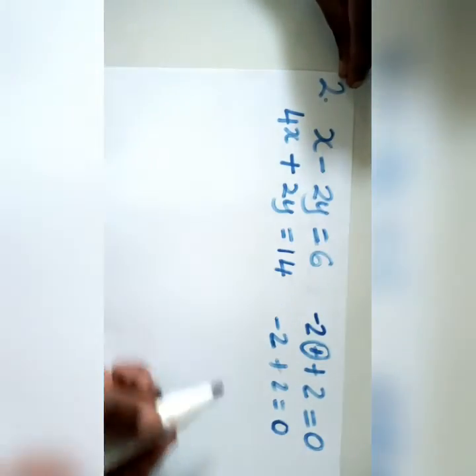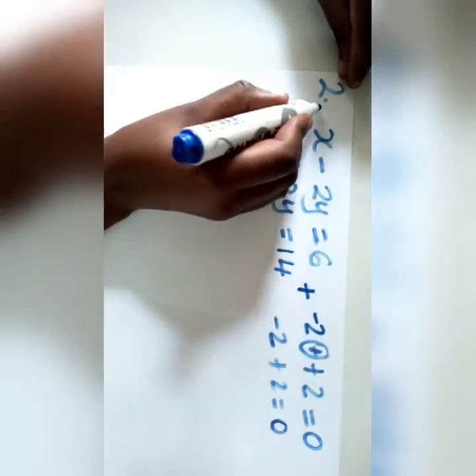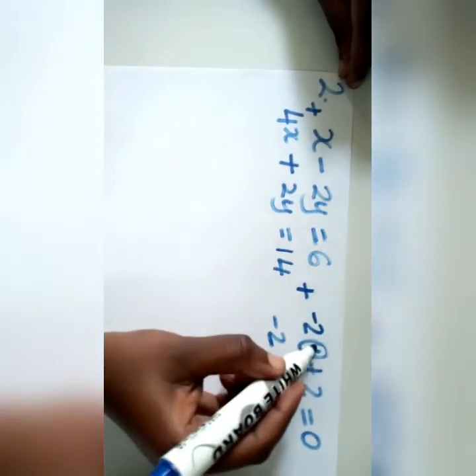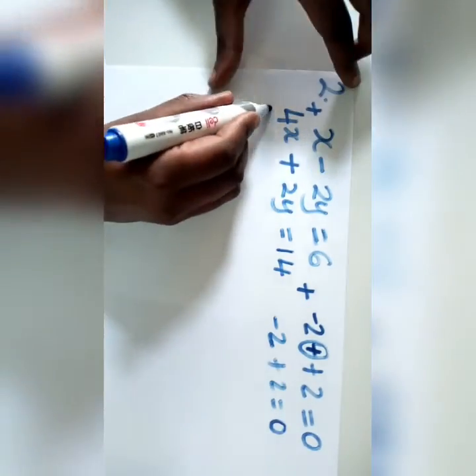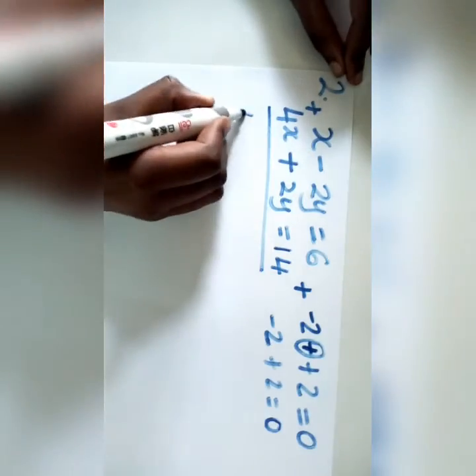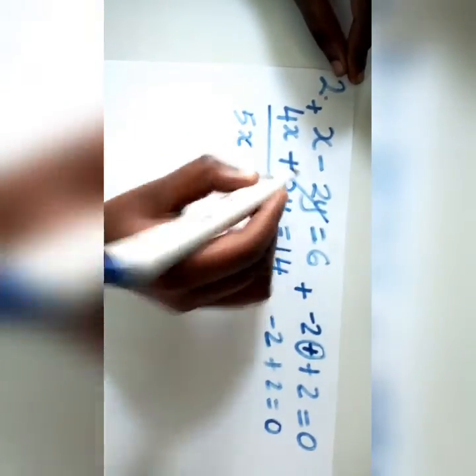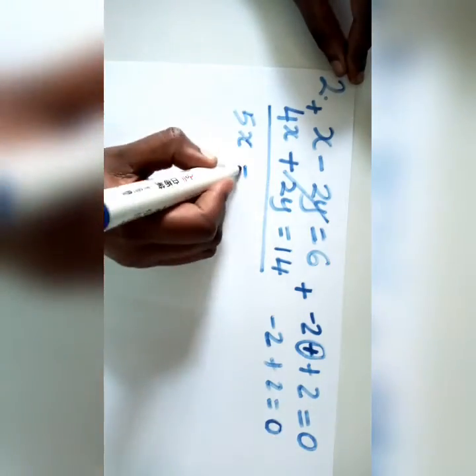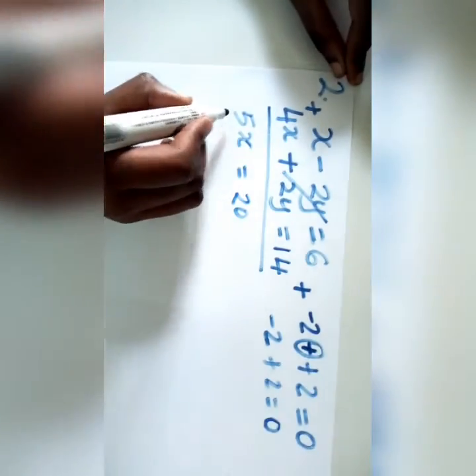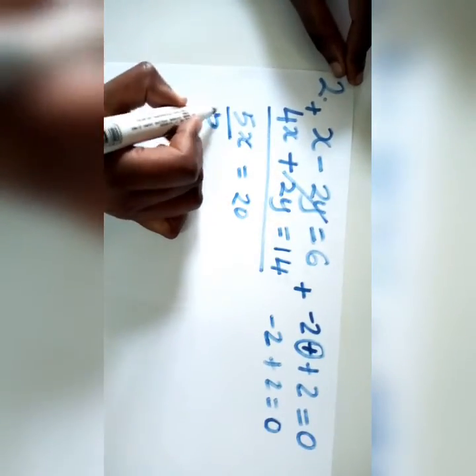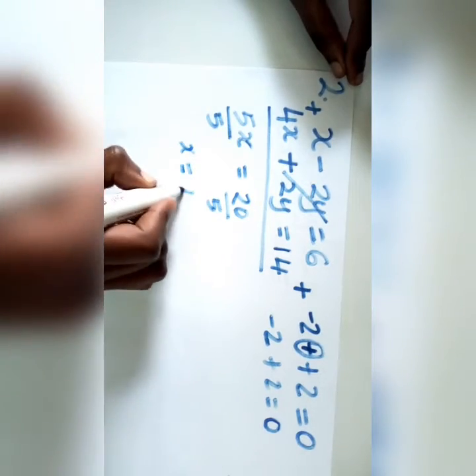Okay. So now we want to get rid of the 2y and we want to add on both sides, because that's what we have found over here. So now we have x plus 4x, that will give us 5x, and then this one will just be 0, nothing is remaining over there. And then we have 6 plus 14, that is 20. Now to find x, we're going to divide by 5 on both sides, and x will therefore be 4.